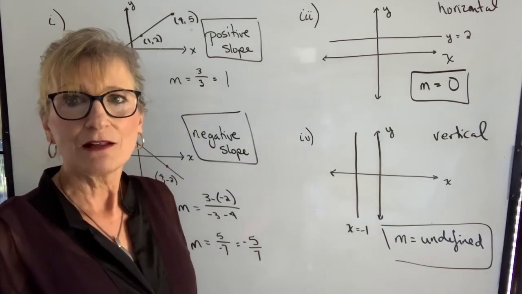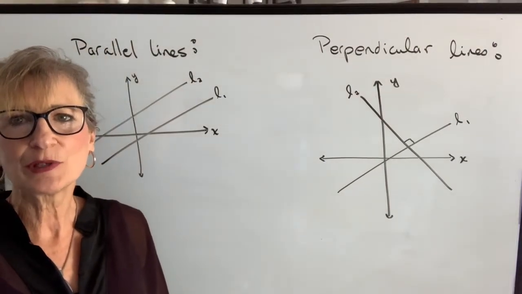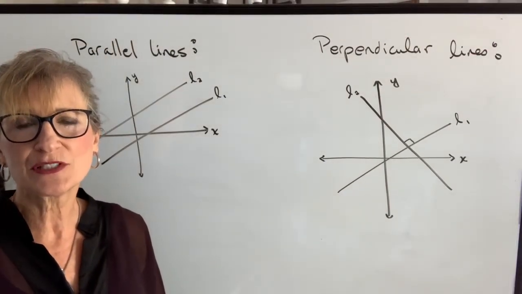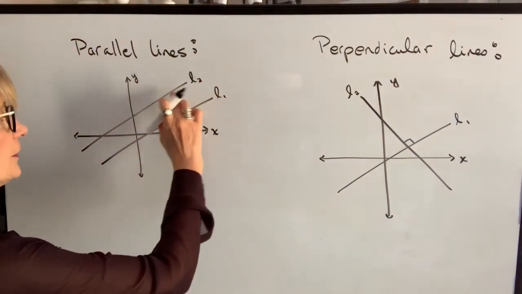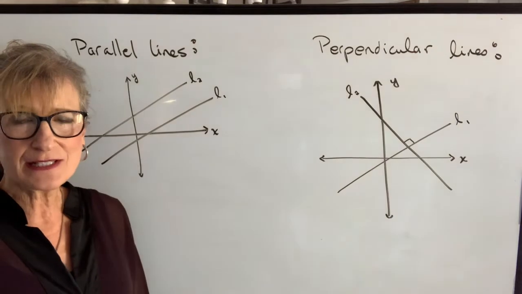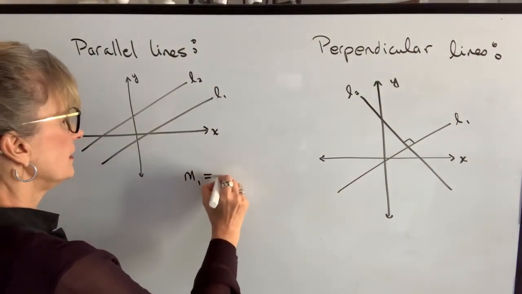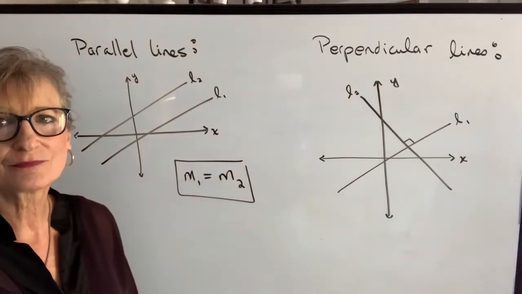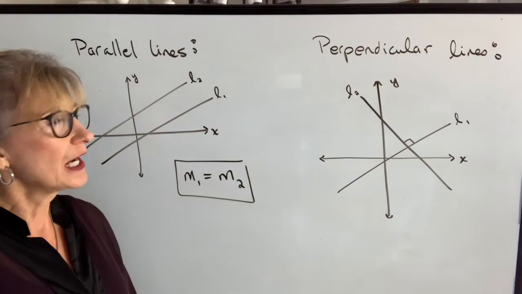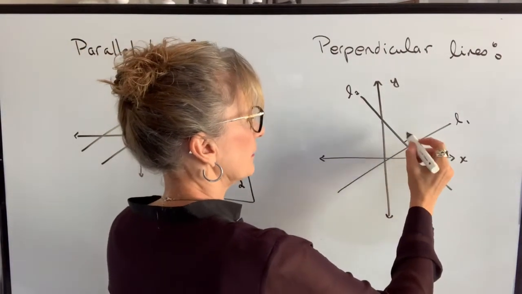Let's take a look at parallel and perpendicular lines next. You'll have to understand parallel and perpendicular lines, and in particular how their slopes relate. So if we had L1 and L2 and they were parallel to each other, that means they never intersect. It also means the slope of one will equal the slope of the other. They have the same slopes. If you have perpendicular lines, they do intersect, and where they intersect, you will have a right angle.